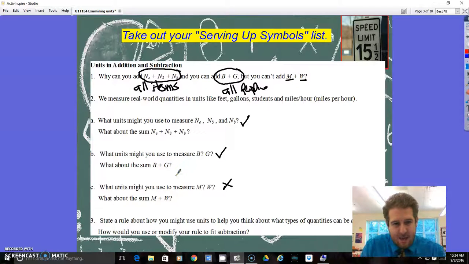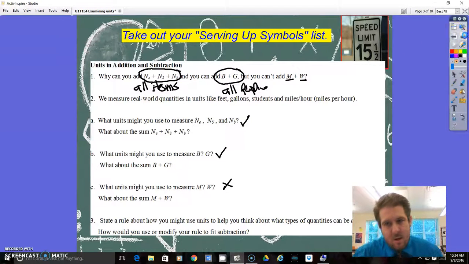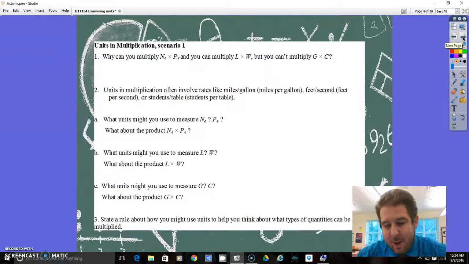Hours and gallons cannot be combined. You cannot add those because one's a measurement of time and the other one's a measurement of volume, and that just does not make sense. But then when you get into the multiplication, it does make sense. Units do not have to be the same in order to multiply, but it still does have to make sense.